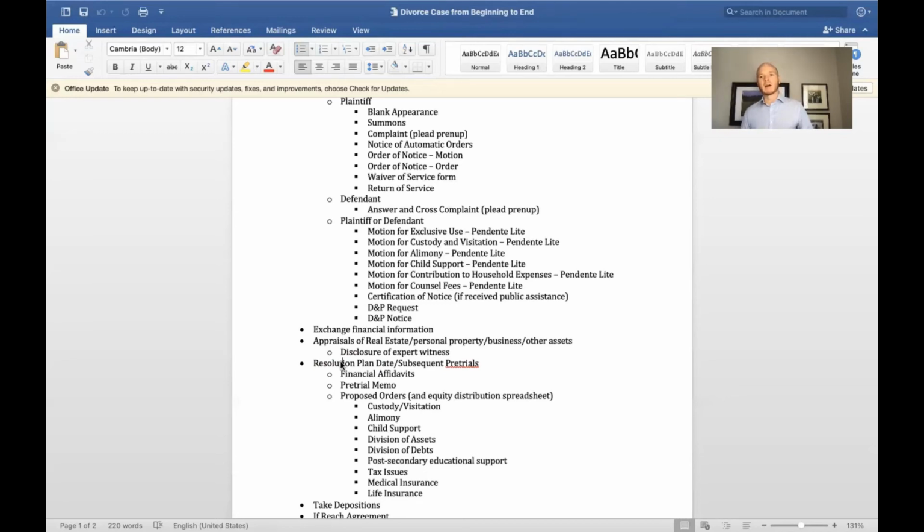So that's kind of the custody side of things. But separate from that, a lot of this is financial. So back to the resolution plan date, they will also triage the financial issues. They'll potentially schedule a Pendente Lite hearing if there are some kind of immediate financial issues, like the husband is not paying the mortgage on the house, or the husband isn't making financial contributions to the wife, or vice versa.